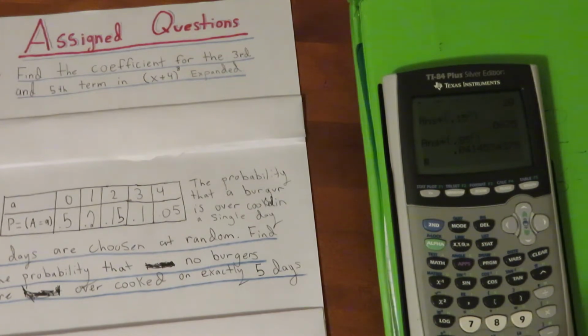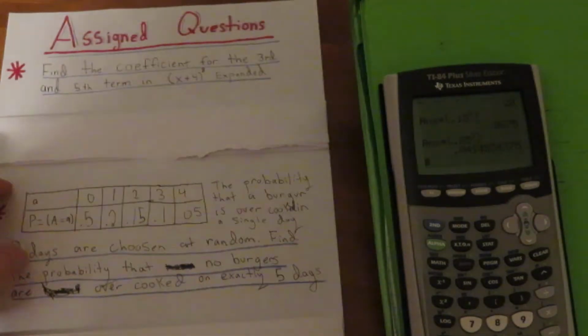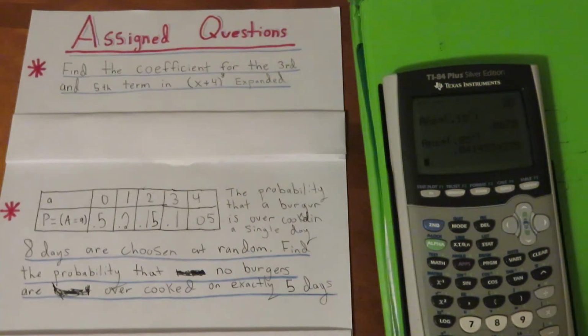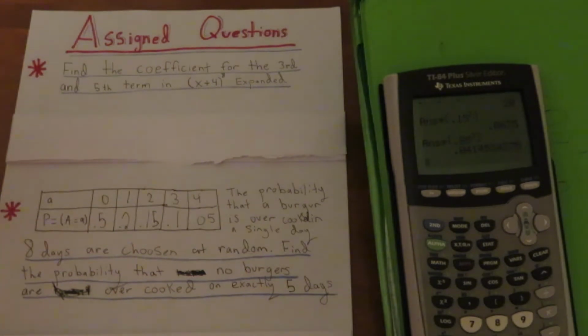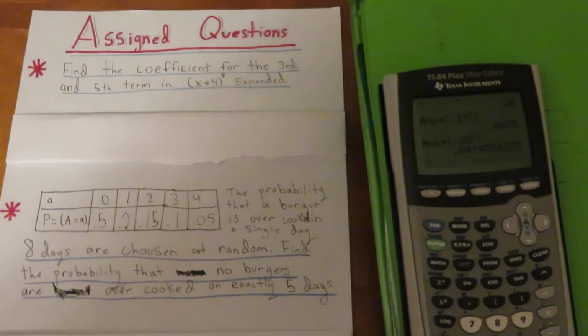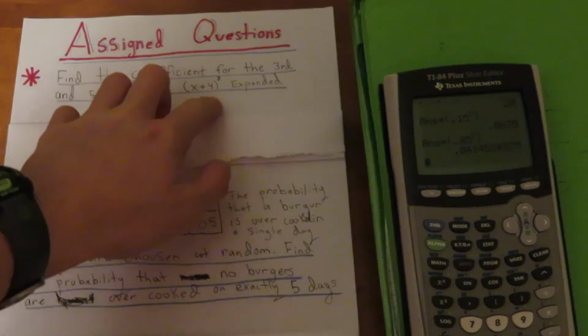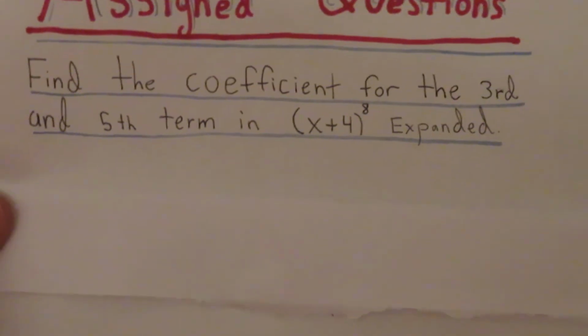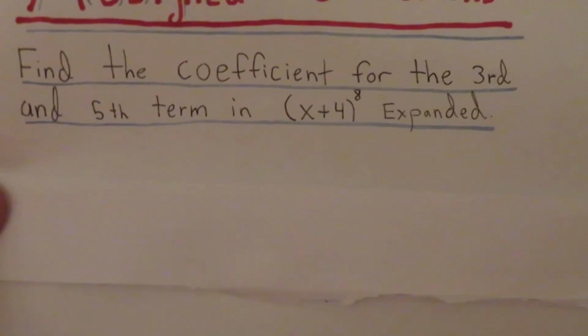And so now that we are done with the examples, here are the questions that you need to answer based on the lesson that I just taught. The first question is, find the coefficient for the third and fifth term in x plus 4 to the power of 8. Here, I'll put that closer to the camera so you can see that. Find the coefficient for the third and fifth term in x plus 4 to the power of 8 expanded.